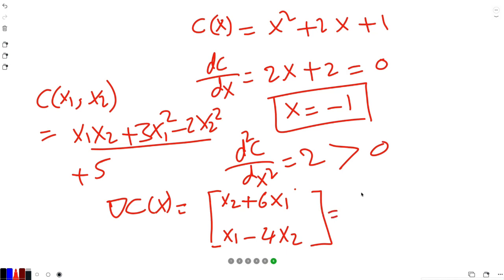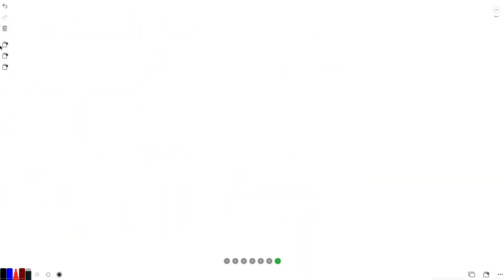This should be 0 at the critical point, which means that we have two equations: x2 plus 6x1 is equal to 0, and x1 minus 4x2 is equal to 0. We get the critical point when we solve for x1 and x2 in these two equations. Of course, we can then check if it is a minimum or maximum point by checking the second differentiation, but it is a little bit tricky how to find the second differentiation of vectors.